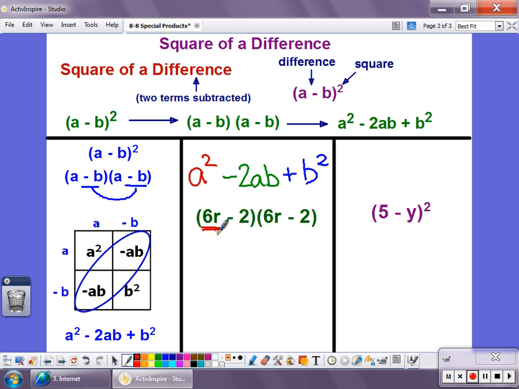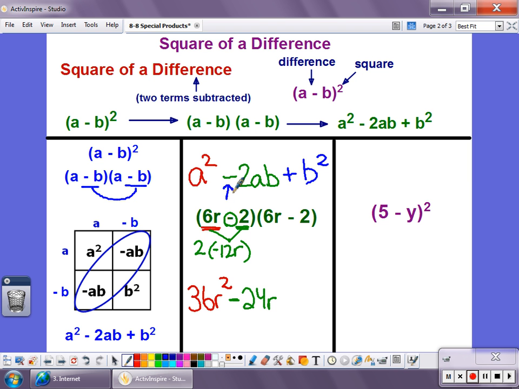A squared. 6r times 6r gives me 36r squared. 2ab. 6 times 2 is going to give me 12r, 6r times 2. And then I'm going to double that, which is going to give me 24r. Now look, this is a subtraction sign here, because it's really 6r times negative 2, which gives me that negative 12r there. So negative 12 times 2 is negative 24. I know it's going to be a subtraction sign because this right here tells me it's a subtraction sign.